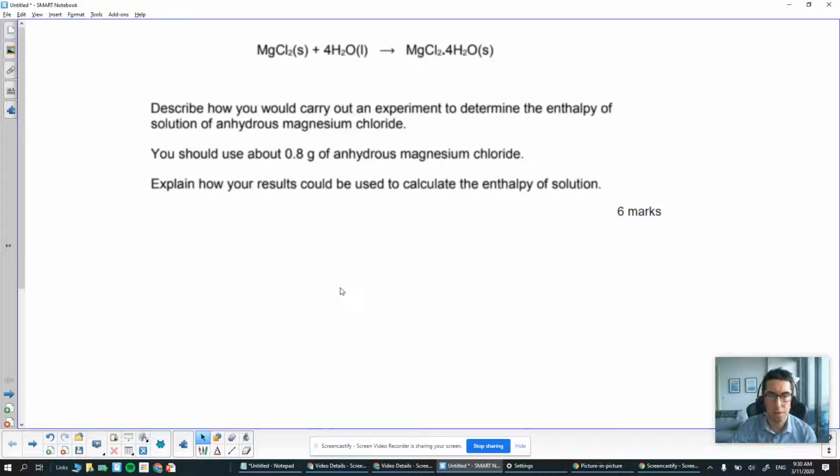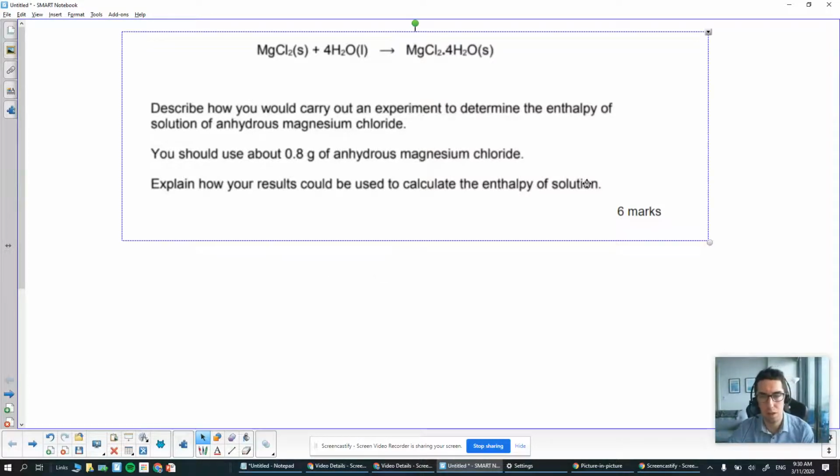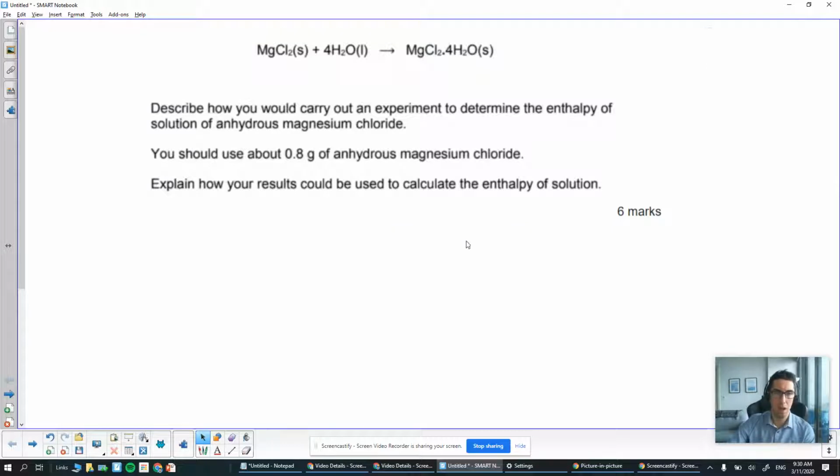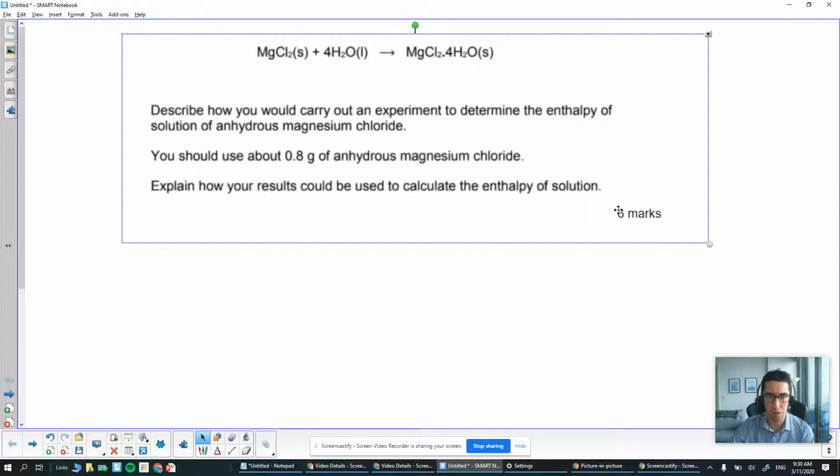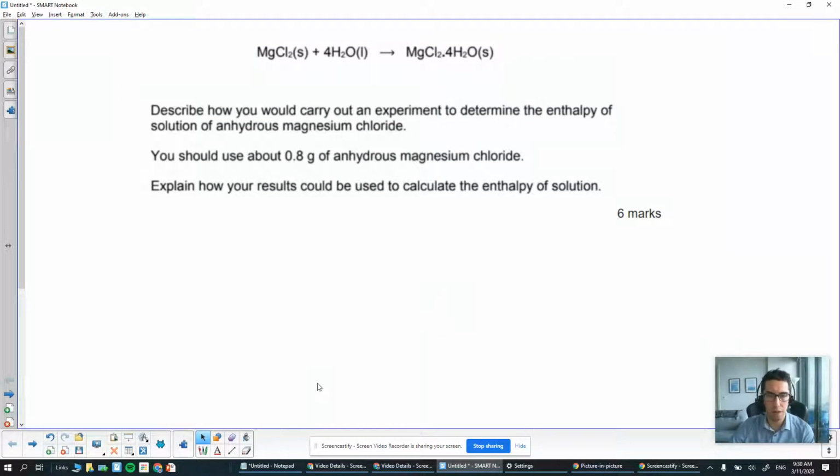So a student asked me to do a video on this question here. This is a question from one of the new papers. It's to do with one of the practicals. Quite a difficult question, 6 marks, asking you to explain essentially how to do this practical. And I think a lot of students don't totally understand what is even happening in this experiment. So let's go through it.